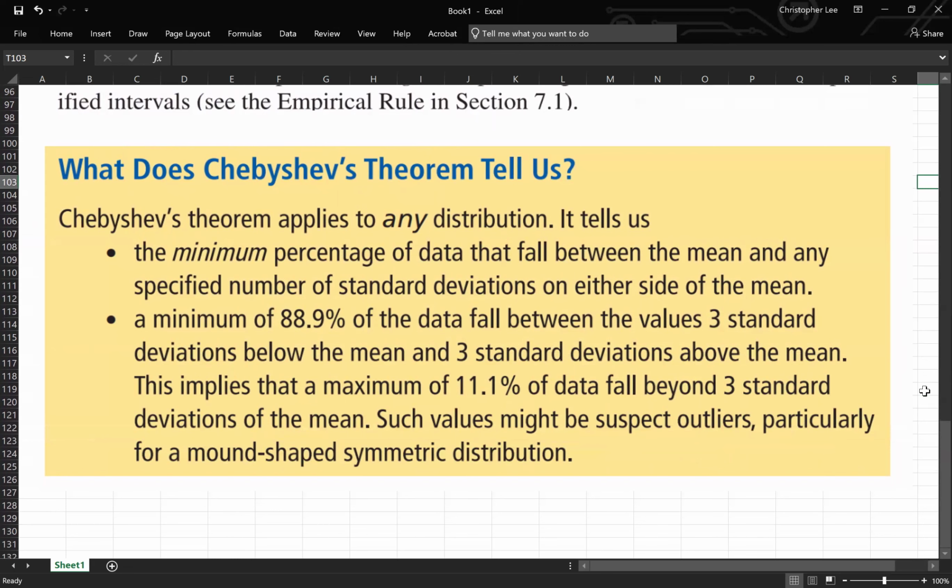So, what does Chebyshev's theorem tell us? Chebyshev's theorem applies to any distribution. It tells us the minimum percentage of data that fall between the mean and any specified number of standard deviations on either side of the mean. A minimum of 88.9% of the data fall in between the values of 3 standard deviations below the mean and 3 standard deviations above the mean. This implies that a maximum of 11.1% of data fall beyond 3 standard deviations of the mean. Such values might be suspect outliers, particularly for a mound-shaped symmetric distribution.